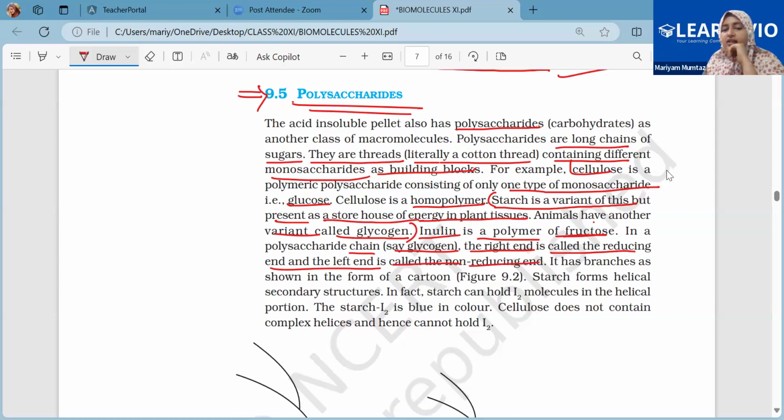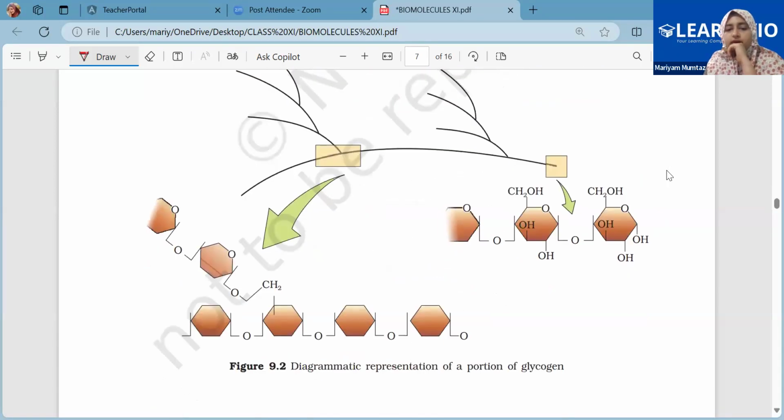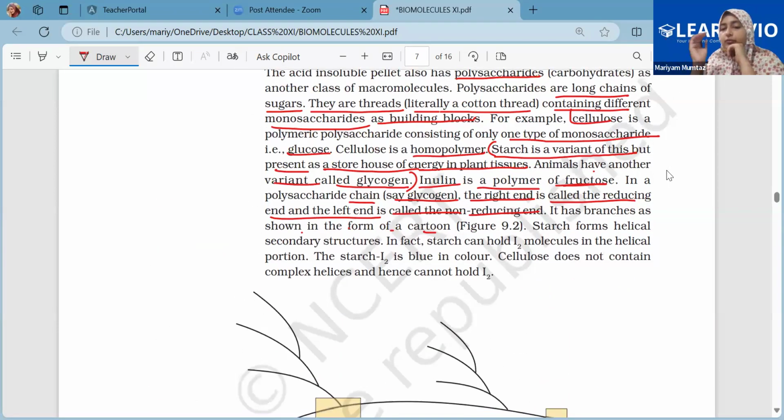It has branches as shown in the form of cartoon here. The right end and the left end, both of them have functions. The right end is the reducing end and the left end is the non-reducing end. It has branches. Now, starch forms helical structures, meaning in their secondary state, the starch will form a helix-like structure.